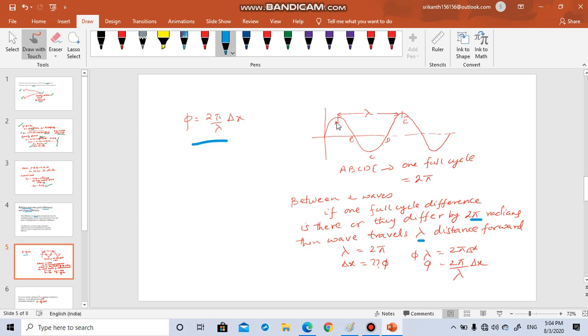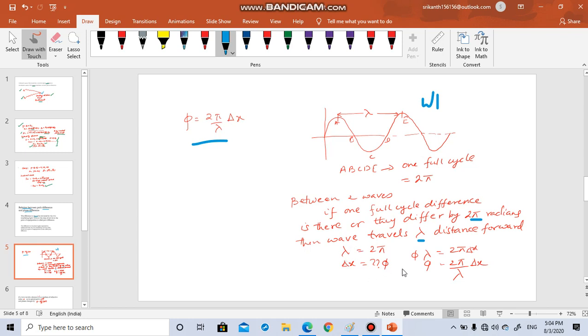Okay. When wave 1 is at A, wave 2 is here, let us say at E. So one full cycle difference is there. Okay. Let us say this is wave 1. Another wave is there, a similar wave, but when wave 1 is at A, that one is at E. So one full cycle difference is there. So what can we say? If a 2 pi radian difference is there, how much is the wave traveling forward? Lambda.